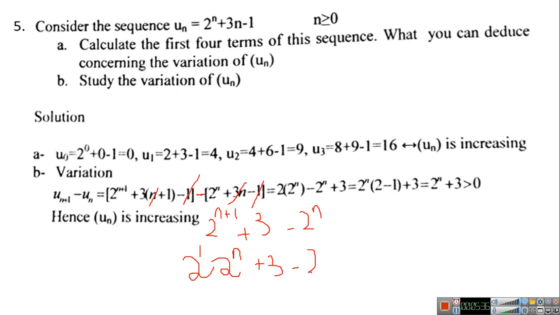Now I want to put 2 power n in factor here. So the first factor here will be 2 power 1, here the factor will be 1. So if you expand, 2 times 2 power n is 2 power n plus 1, as you can see, minus 2 power n. 2 minus 1 is positive, so 2 power n plus 3. So what is this, guys? This is positive. So it's increasing.